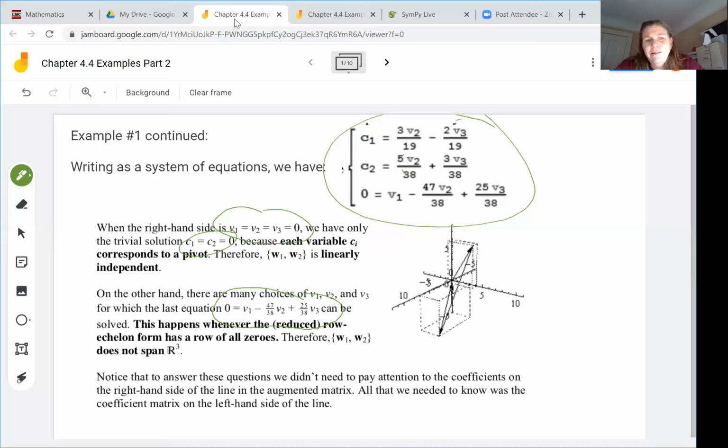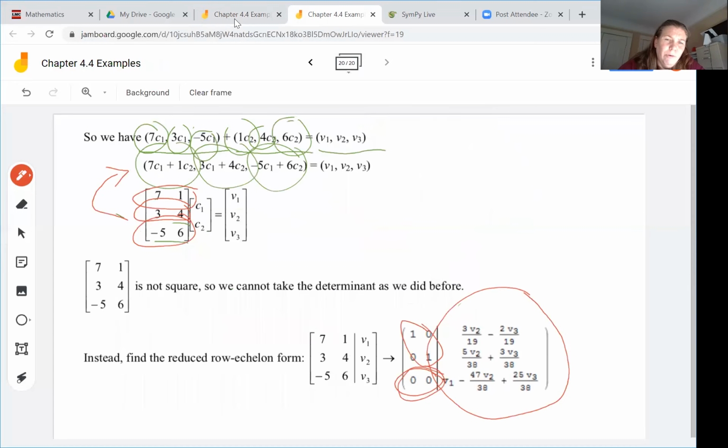So notice that to answer these questions, we didn't need to pay attention to the coefficients on the right-hand side of the line in the augmented matrix. All that we needed to know was the coefficient matrix on the left-hand side over here. So we are just working with our coefficient matrix.